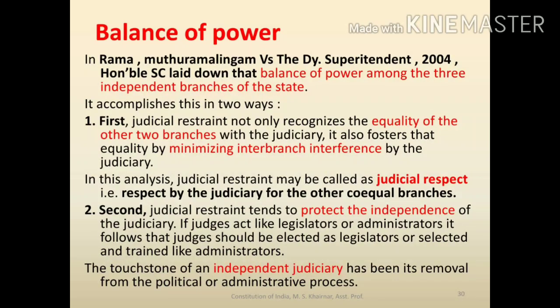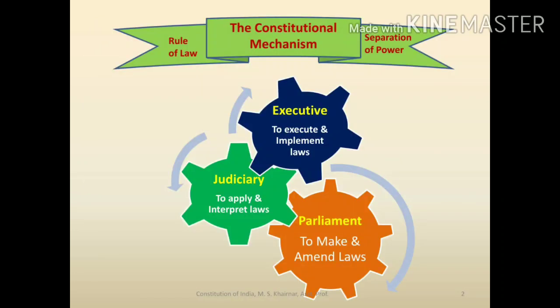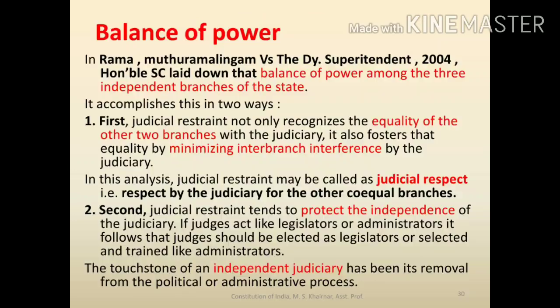As said earlier, the Supreme Court in 2004 in Rama Muthuramalingam's case held that the balance of power among three independent branches of the state shall be maintained. It can be done in two ways. First, by minimizing the interbranch interference, that is, judicial respect, which means respect by the judiciary for other co-equal branches. And second, by protecting the independence of judiciary, which means the removal of the judiciary from the political and administrative process, which is very well there in India.